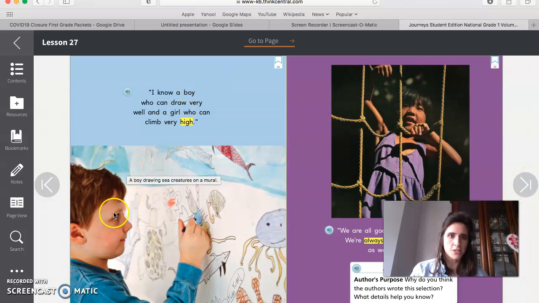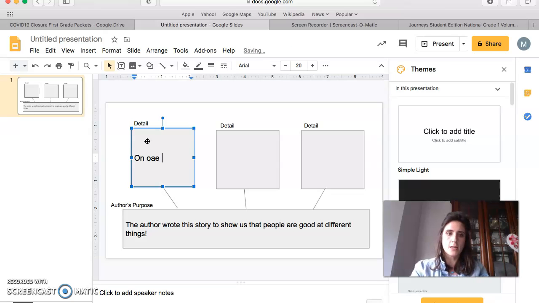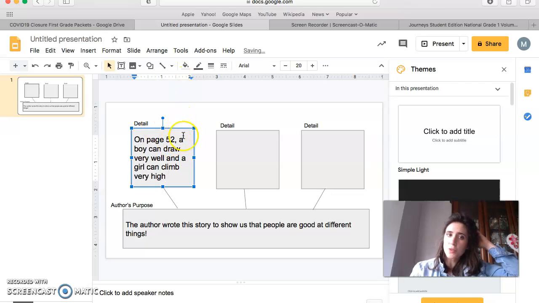Take a look at page 52. I know a boy who can draw very well and a girl who can climb very high. So, for my details, in the first box, I'm going to write on page 52, a boy can draw very well and a girl can climb very high. And see how I put the page number?